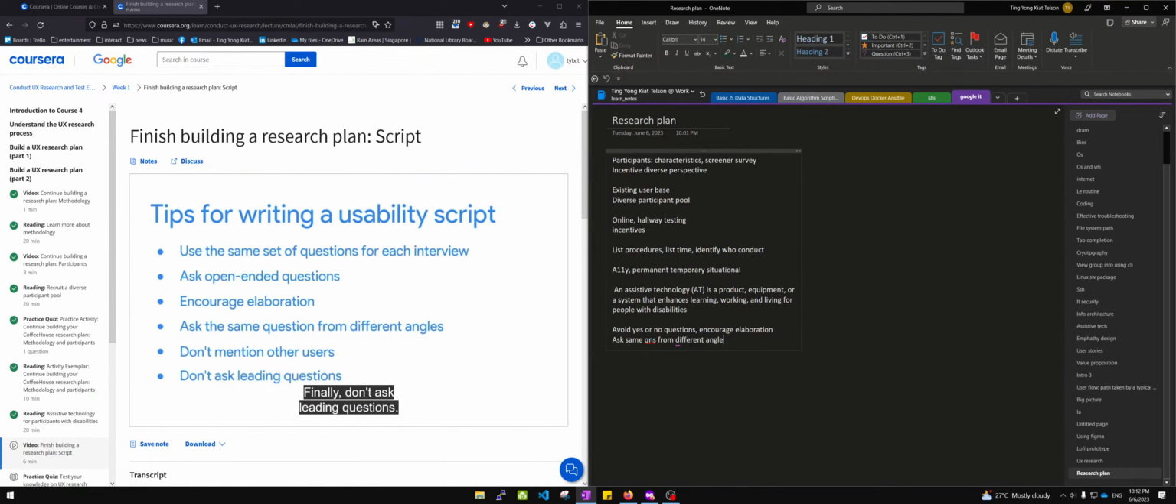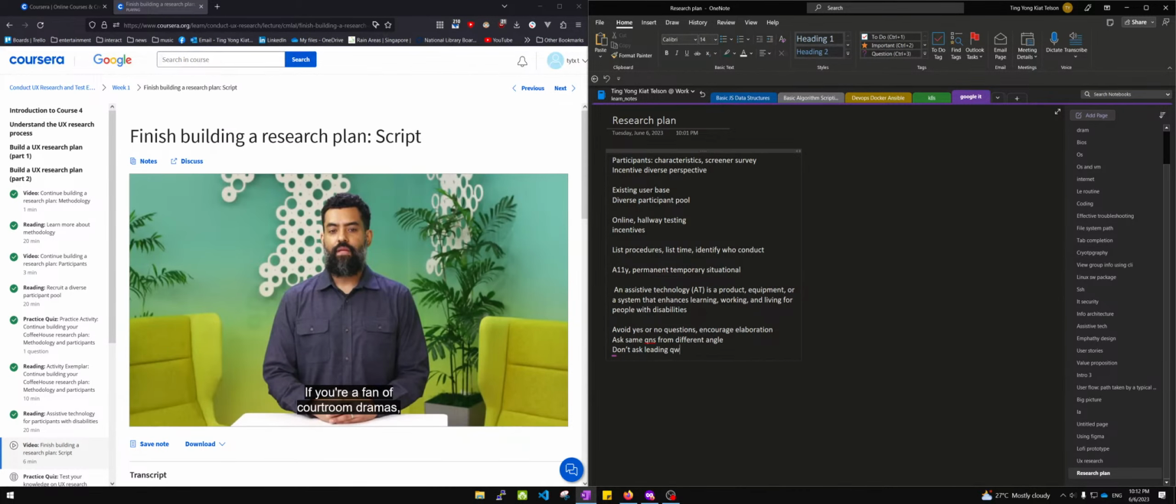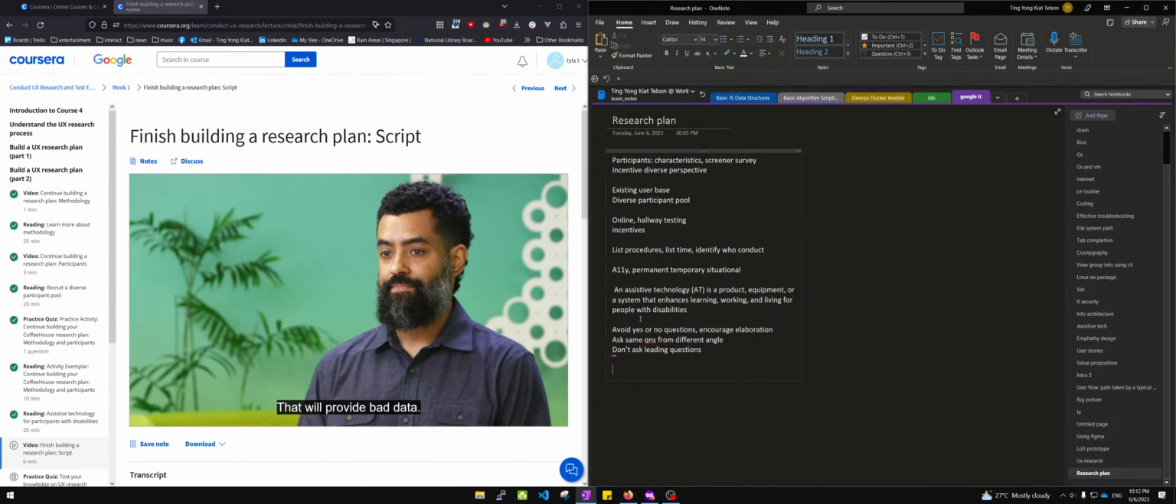Finally, don't ask leading questions. Leading questions are questions designed to elicit a specific response. If you're a fan of courtroom dramas, you may have heard this sentence coming out of a lawyer's mouth: "Objection, leading the witness." You may not actively be trying to trick a study participant into giving a certain answer, but if you provide a possible response like, "Was it easy to find the checkout cart?" you're leading the person answering the question toward an answer. That will provide bad data.